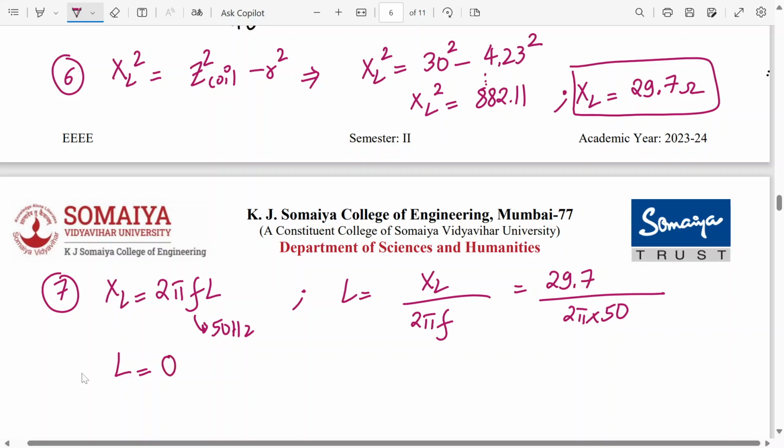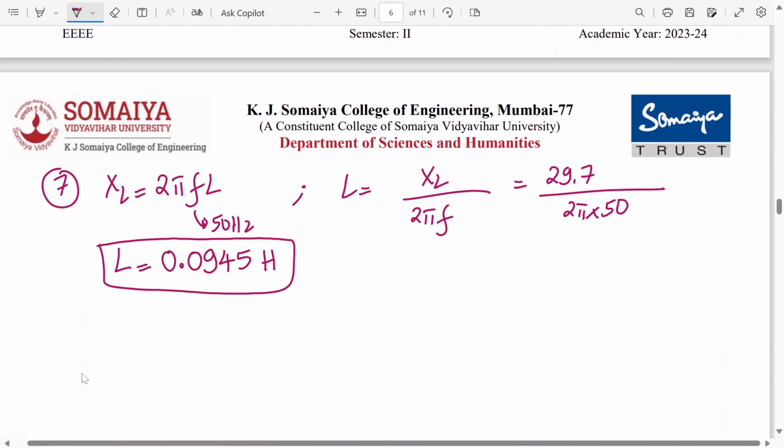Sorry, 0.0945, right? Okay, got it. Now total power बताइए. Total power is either VI cos phi or I square into total R. R total, where R total is capital R plus small r.